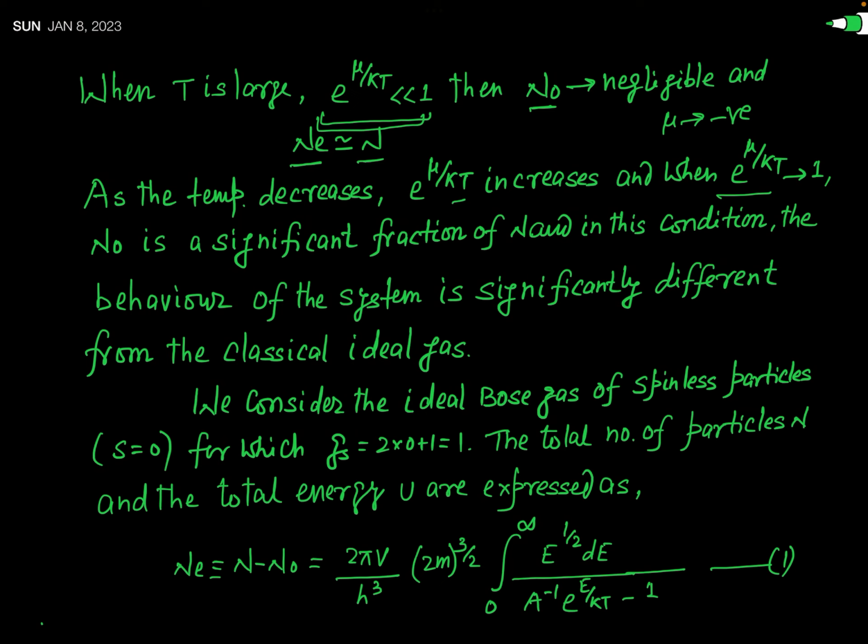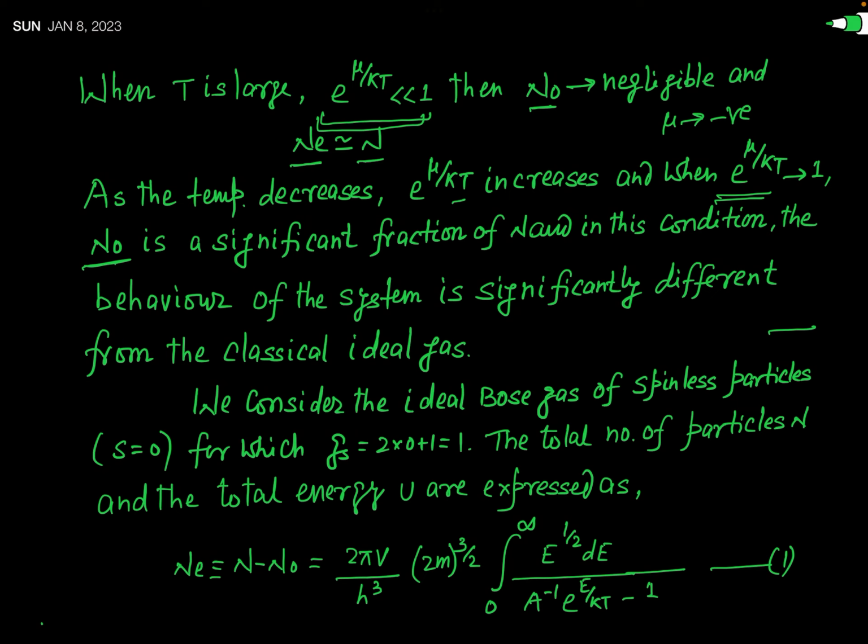So in this condition, when e to the power mu by kT tends towards 1, that is, it is at its maximum value, then a significant number of particles are found in the ground state. That is, in this condition, N0, the number of particles in the ground state, has a significant value. You can't neglect it.